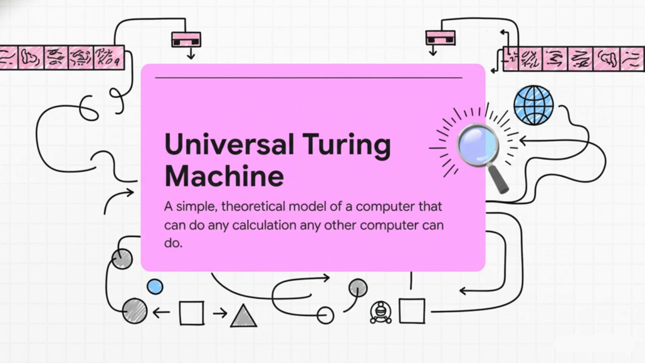Think of an infinitely long piece of tape, a little machine that could read and write symbols on it, and a simple set of rules. That's it. But what Turing proved was that this incredibly simple model could, in principle, do any calculation that any other computer could possibly do. That concept, universality, is the absolute bedrock of computer science.